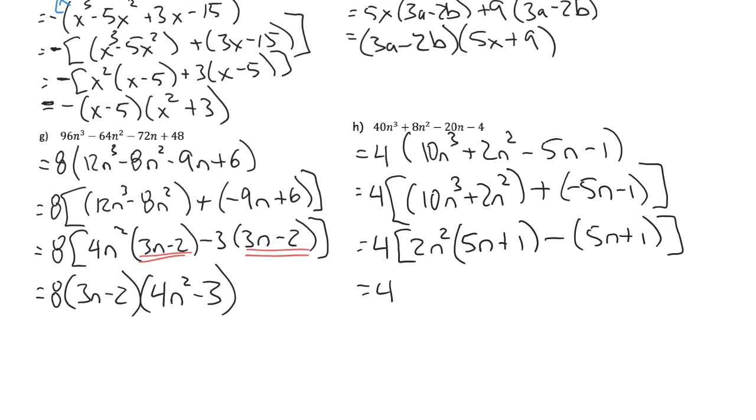And then this becomes 4. I will take out that common factor of 5n plus 1, and then I will be left with 2n squared from the first term and minus 1 from the second term. And there we go. That's how you would factor that.